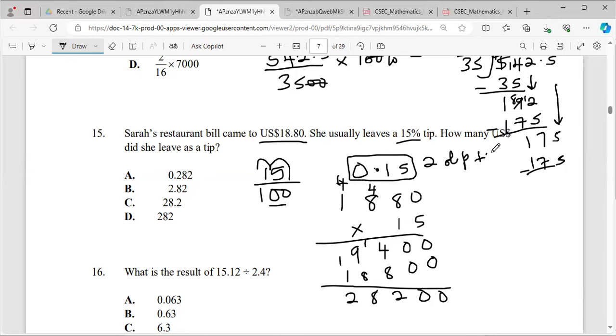So it should have 4 decimal places. And we know that we start from our left. So we have 1, 2, the 0 has no value. So this decimal will be placed: 2.8.